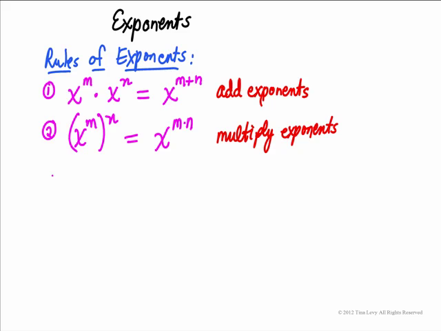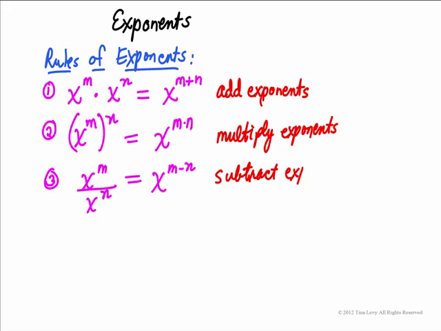Third rule involves taking an exponential x to the m and dividing by x to the n. For this one, I'm going to look at x to the m and x to the n, and I get here x to the m minus n. It's the top exponent minus the bottom. So for this one, we are subtracting exponents.